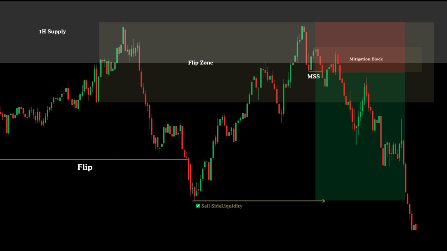As you can see, the order was activated. After a brief drawdown, price reversed, pushed lower, and eventually hit the take profit exactly as expected.